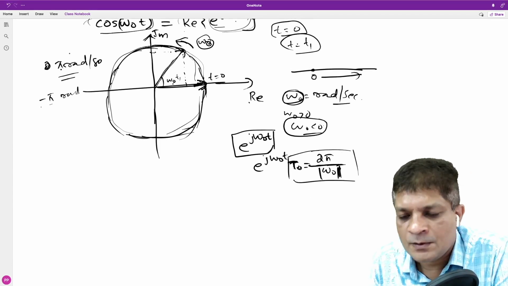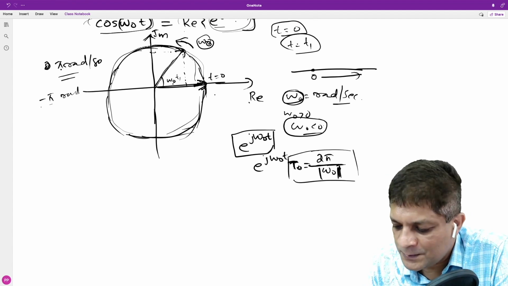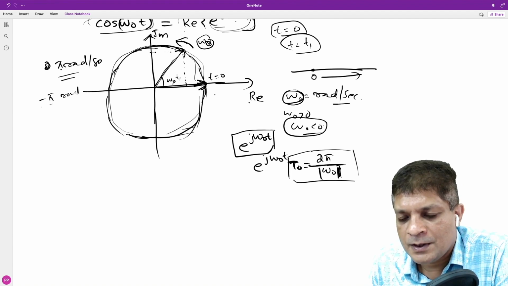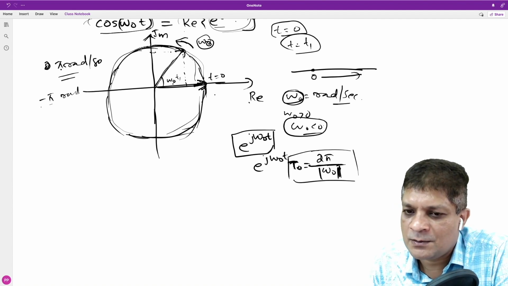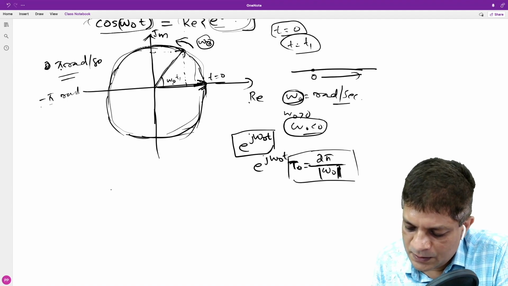Okay, so if the complex exponential is periodic, then its real and imaginary parts are always periodic, isn't it? Sine and cosine signals. Now let us consider.